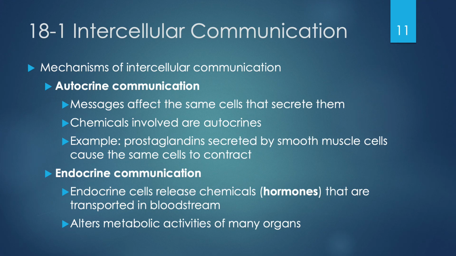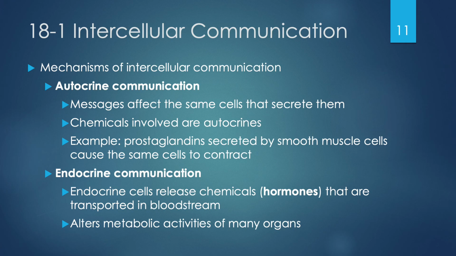Another mechanism cells use to communicate is autocrine communication. Autocrine communication is when a cell essentially communicates with itself. This is really just a cell muttering under its breath to itself like a crazy person. So they're muttering out a message, and it's going to affect the same cell. That means one individual cell can secrete a specific chemical, and that chemical will then affect it again only. For example, prostaglandins are a type of substance secreted by smooth muscle cells. Once the cell secretes that prostaglandin, it will cause itself to contract.